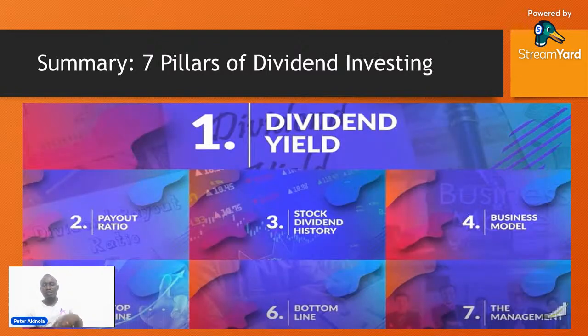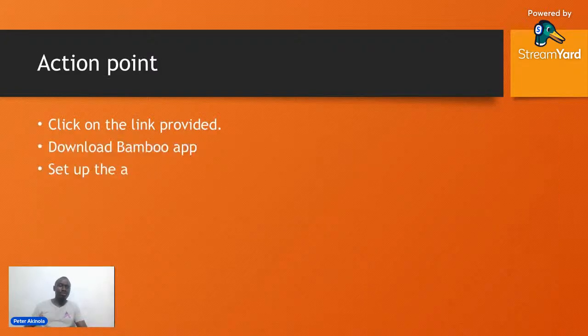So let me quickly do a recap of what I've done tonight. Some pillars of dividend investing, or investing in general. The first is to check the dividend yield, check the payout ratio, check the stock dividend history, check the business model, check the bottom line, check the top line, and check the management. If you are able to check these seven well, you are not likely to invest in the wrong organization, the wrong company, or the wrong ETF.